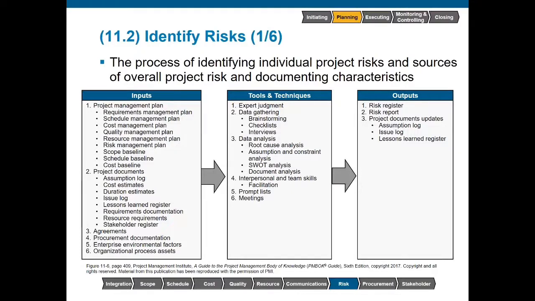Identify risk is the process of identifying individual project risk and sources of overall project risk and documenting their characteristics. There's a large number of inputs because uncertainty can come from anywhere within a project. The two primary outputs that we'll be looking at are the risk register and the risk report, both of which are created here but then developed progressively throughout the remaining risk management processes.